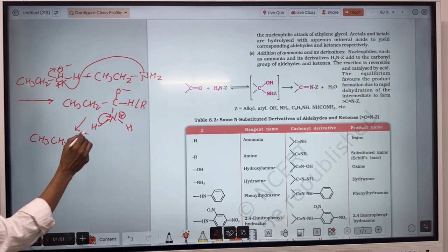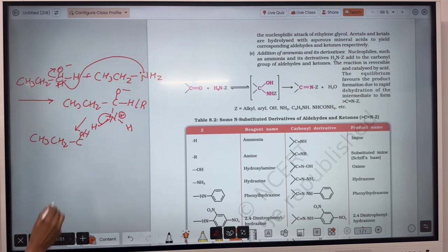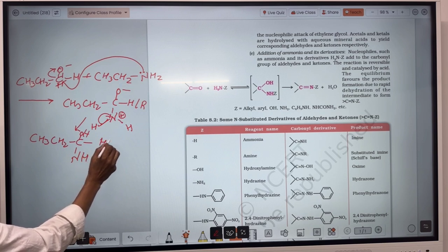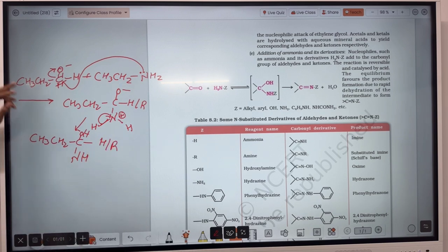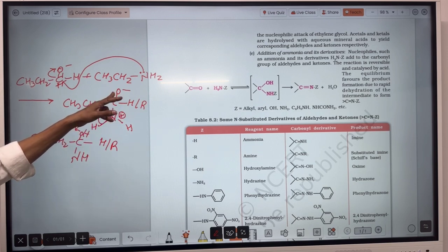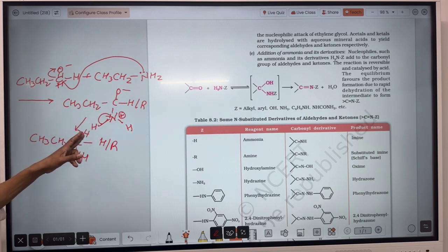This H plus will combine there and that becomes OH. The H plus ion released from here has taken the electron here, and the H plus ion released from here has combined to this oxygen. So that is converted to OH, and this one.